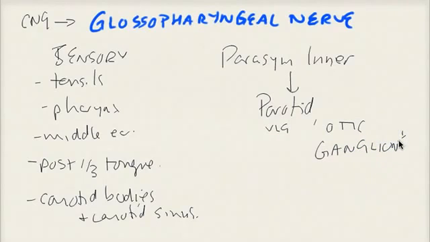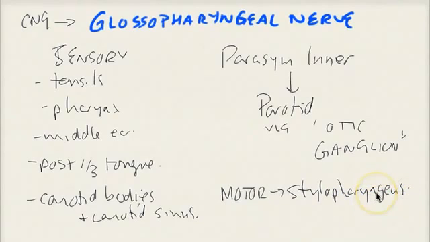Now, it provides motor fibers to the stylopharyngeus muscle. Okay, and this is the only motor component of cranial nerve 9. Now, signals for stylopharyngeus movement will be initiated in the premotor and the motor cortex.